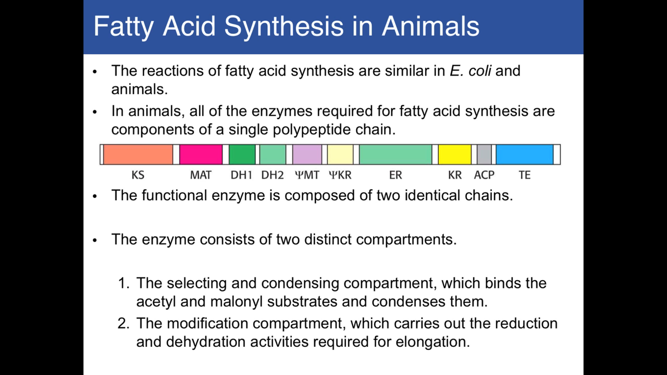The reactions of fatty acid synthesis are similar in E. coli as they are in animals. Again, here are all the domains in that function of the fatty acid synthase. The dimer, 2 identical chains, has 2 compartments. There's a selecting and condensation compartment, which binds your acetyl and malonyl substrates and then condenses them, and the modification compartment, which carries out the reduction and dehydration activities, which is part of the elongation or repetitive step 3 part.